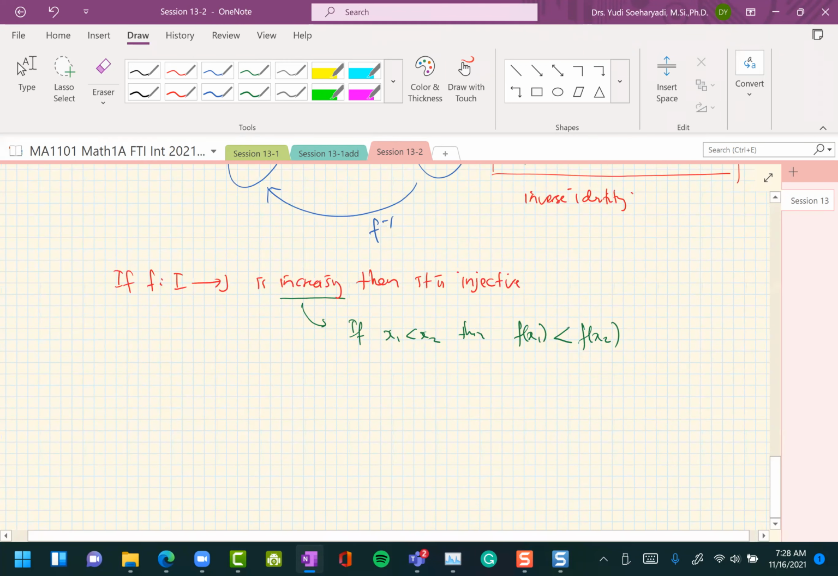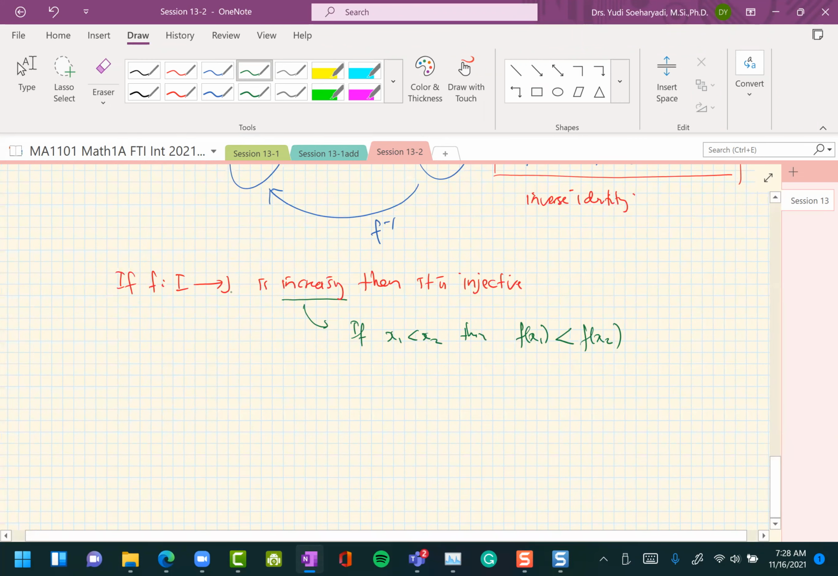So if you restrict to the image, f is bijective. Therefore, okay.